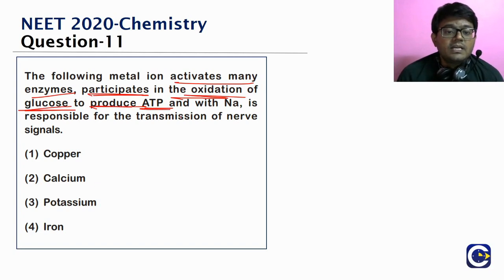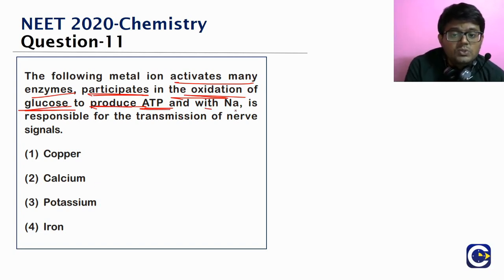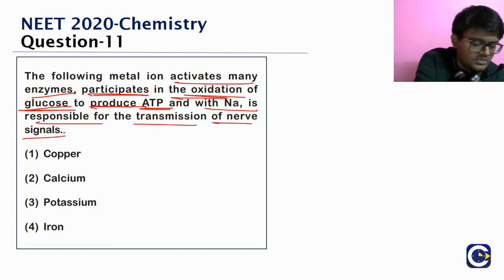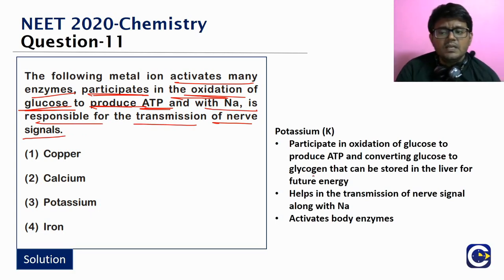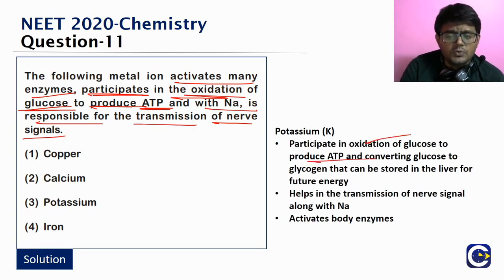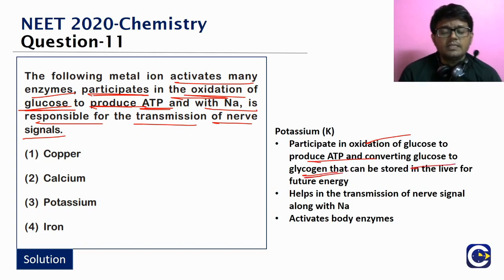Okay, so what is that ion? It is potassium, and with sodium it is responsible for the transmission of nerve signals. So this is also the role of potassium. If you look at it, potassium participates in the oxidation of glucose to produce ATP. Not only that, it will be converting glucose into glycogen. That is the form in which the energy will be stored in the liver. Then the other role of potassium is that it will help in the transmission of the nerve signal.